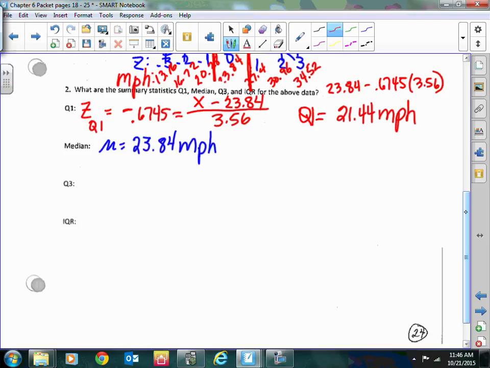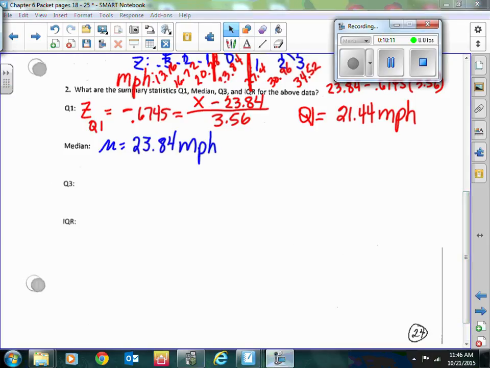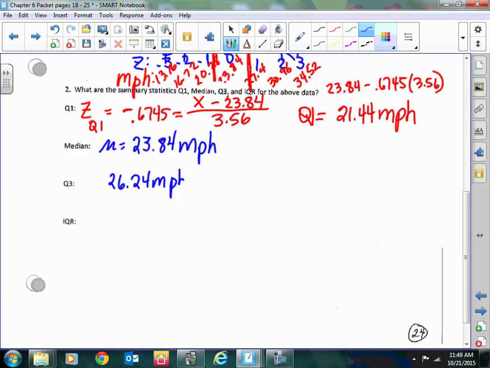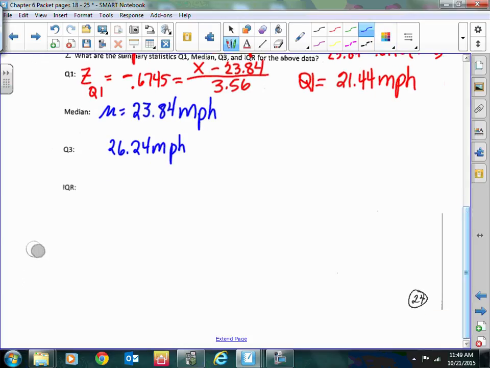Okay? So I want to give you a minute to do Q3 on your own and the IQR. Do that real quick, and I'm going to come start stamping. Check and see how you did. Your Q3 value came out to what? Yep, 26.24 miles per hour. You set up with a Q3 z-score of positive 0.6745. And so for your IQR, you just subtracted your Q3 minus your Q1, and you got 4.8 miles per hour. Context, context, context.